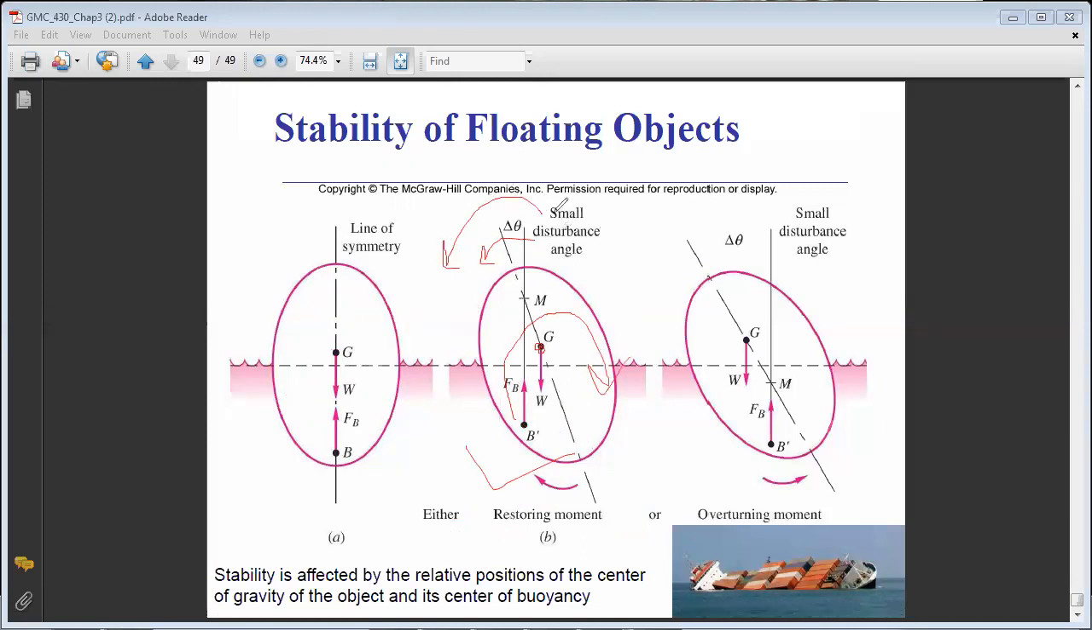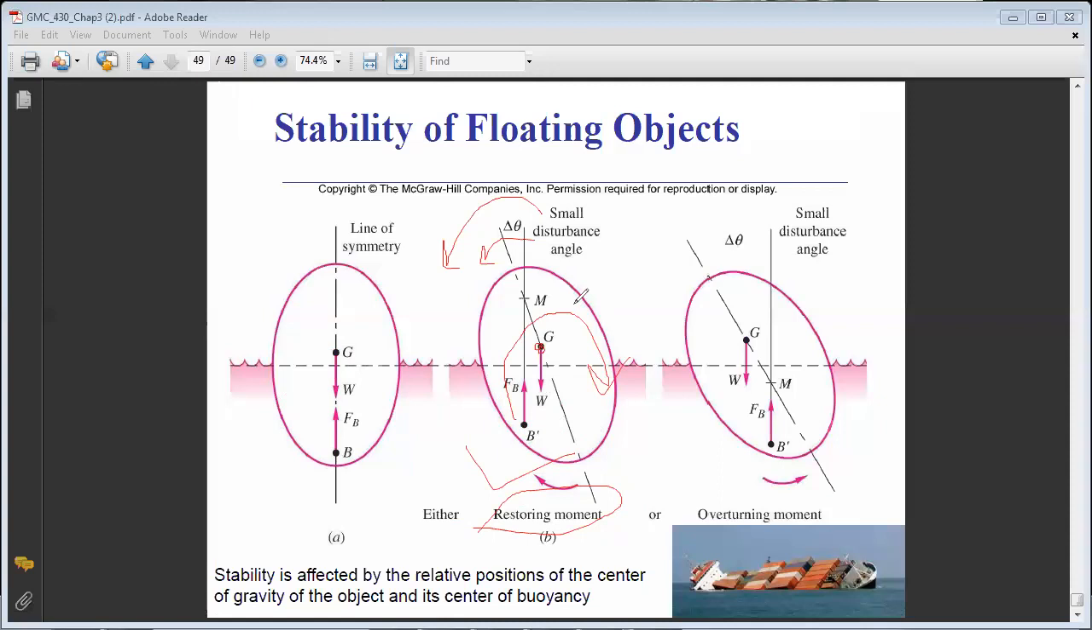So here the disturbance is counterclockwise. The buoyancy force is causing a clockwise moment. This is why we call it a restoring moment. This moment will tend to go back to the equilibrium position. This is why when we design boats, we make sure that for any tilt angle, the buoyancy force always gives me a restoring moment. If I don't have this, I will have no floating condition maintained, and it's a disaster.